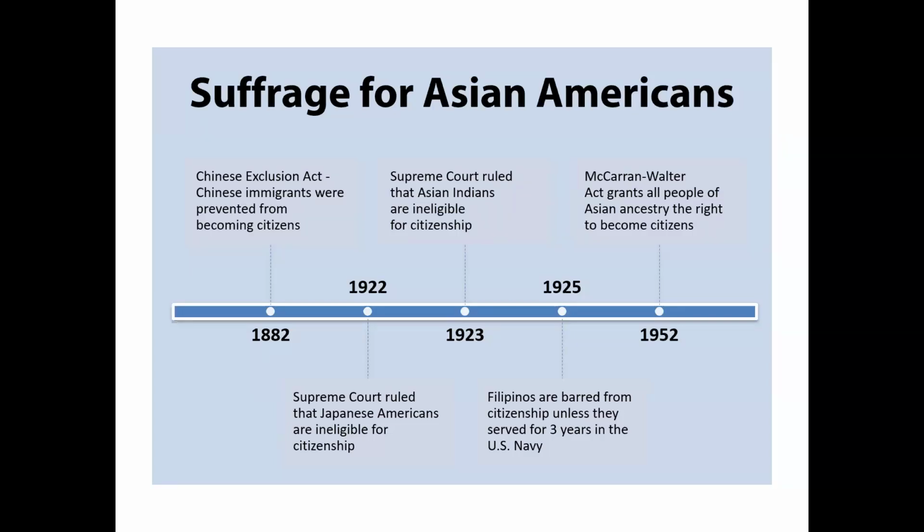1922 to 1923. In 1925, there was basically a clause that allowed Filipinos, if they served in the Navy for 3 years, to then get citizenship, but otherwise they were barred. And it really wasn't until we got a final act in 1952, the McCarran-Walter Act, which had finally granted all people of Asian ancestry the right to become citizens.